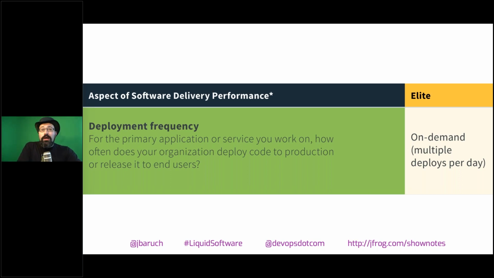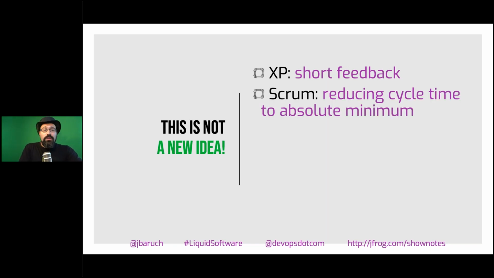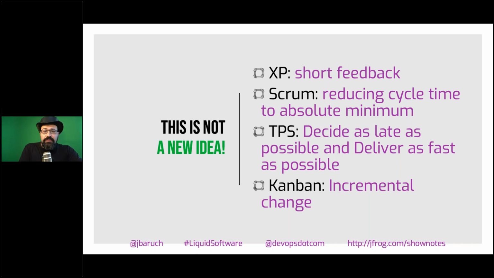This is not a new idea. The idea of updating faster has been with us for many years. Extreme Programming in 1998, that's 22 years ago, advocated for short feedback. Scrum, 20 years ago, advocated for reducing cycle time to an absolute minimum, and it's the same idea from there. Toyota Production System, deliver as fast as possible, Kanban, incremental change, and so on. So the question is, why is still 80% of the industry not there yet?